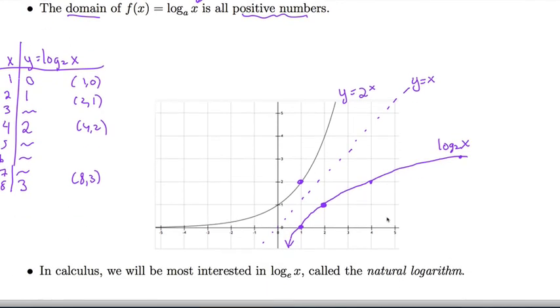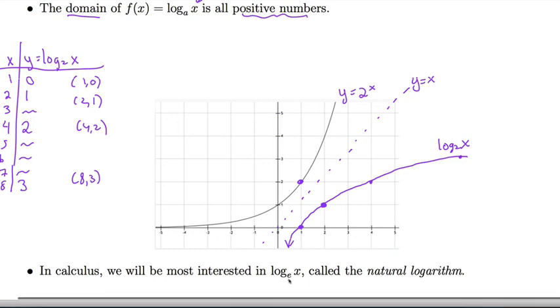In calculus, we're going to be most interested in log with base e. This is such a special function that it gets its own name, its own notation, and its own video.